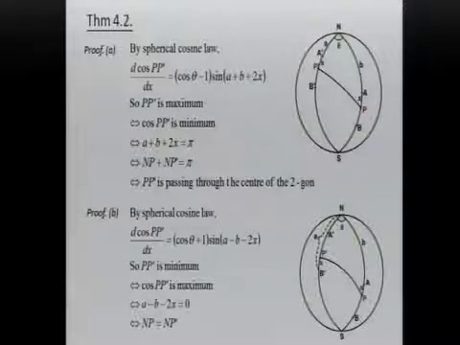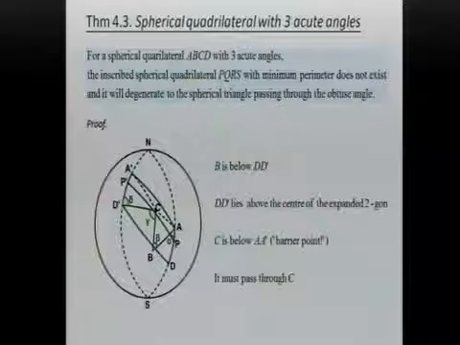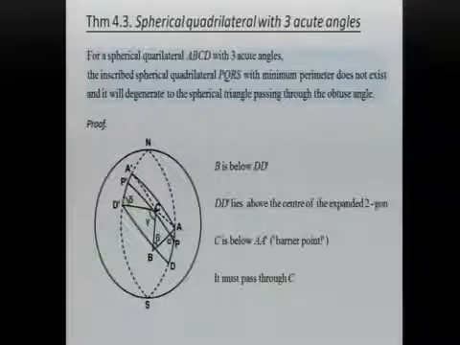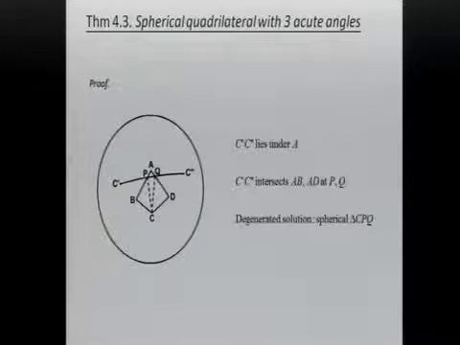In the case of a spherical quadrilateral with 3 acute angles, we prove that the degenerated solution is the spherical triangle passing through the obtuse angle. By considering the expanded form and Theorem 4.2, PP' must pass through C. This is an example on stereographic projection showing the path passing through C. By reflection, we prove the minimum path is the spherical triangle CPQ.